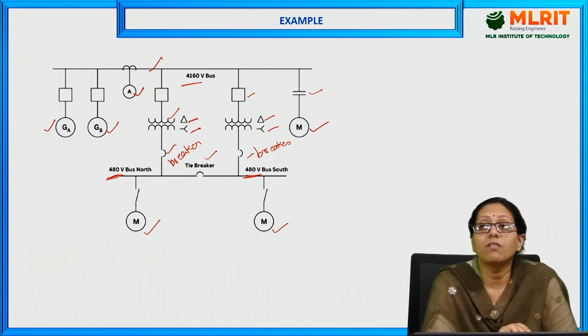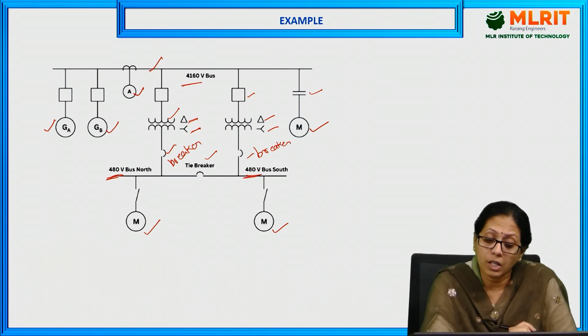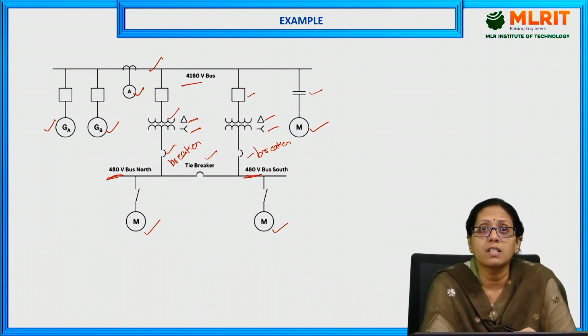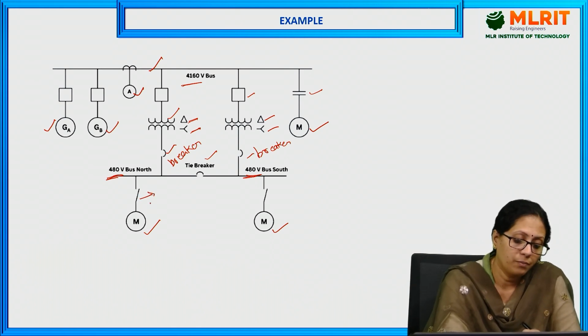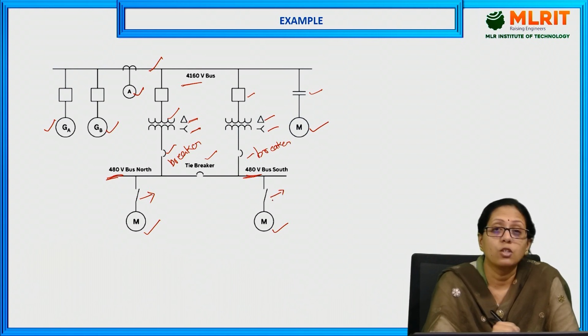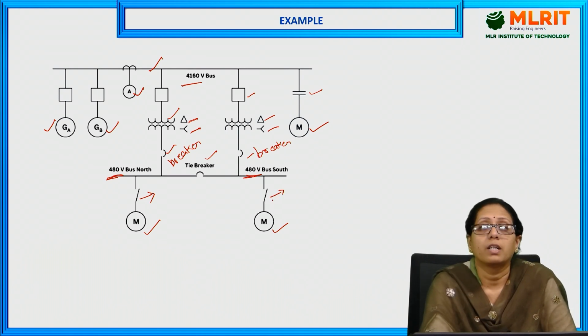So in total we have 2 generators, 3 motors, 2 transformers, 2 circuit breakers, an ammeter, and 3 breakers with a switch here and here. 2 switches are also connected. So this is a small example to show a simple single line diagram.